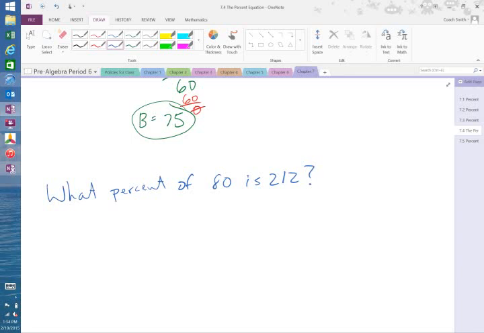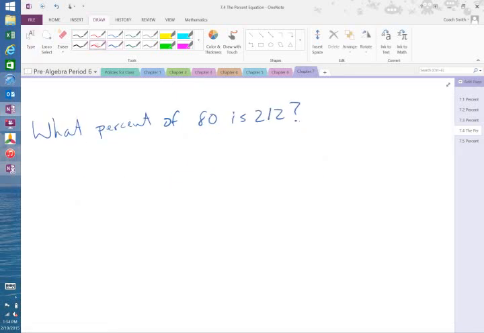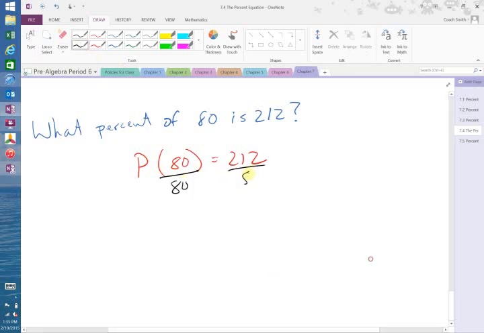Okay? Now, I'm going to show you how you get it. Most of you probably set it up right because you're getting the correct digits. You're just not getting the decimal properly. Okay? The correct setup is this. P times 80 equals 212. Okay? So then I divide by 80 on both sides. That cancels on the left side, giving me P is equal to 80 into 212.